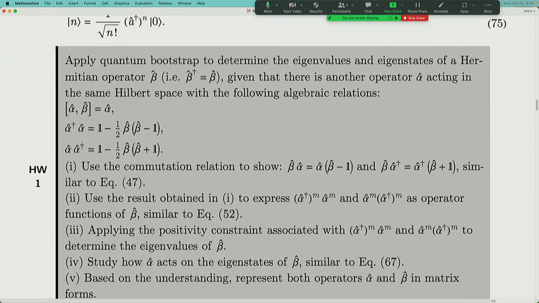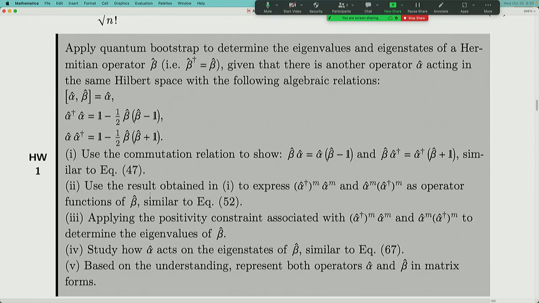Okay, so in order to practice what we have learned about quantum bootstrap, I'm giving you homework 1 for part 2. So there will be a part 2 homework 1. The idea is to give you a place where you can practice this bootstrap method to determine eigenvalues and eigenstates of a Hermitian operator.